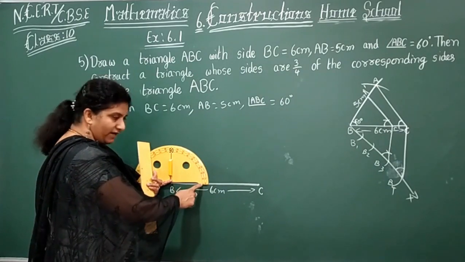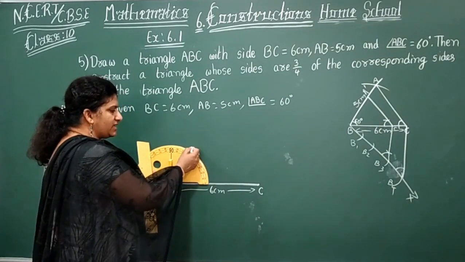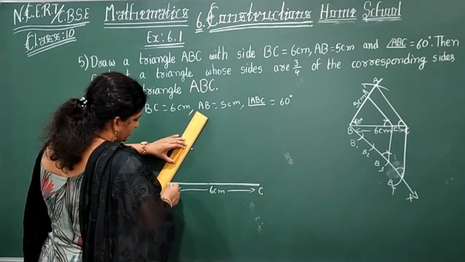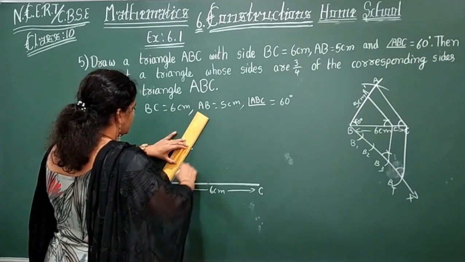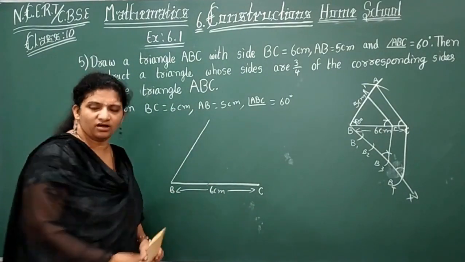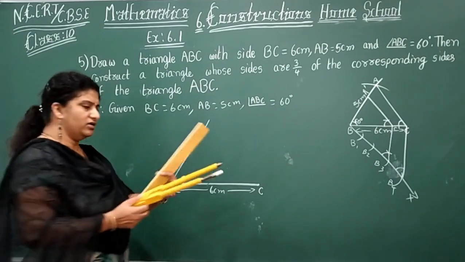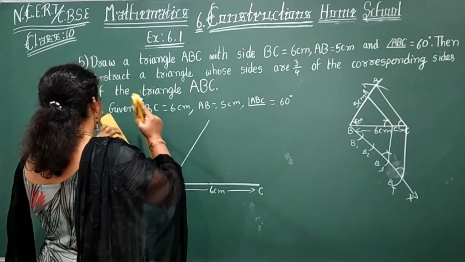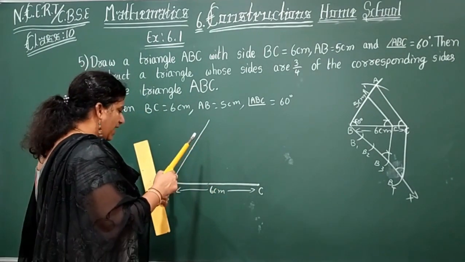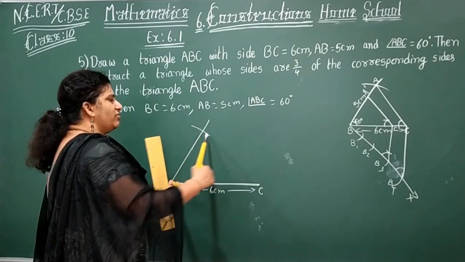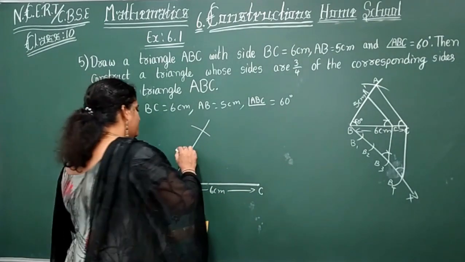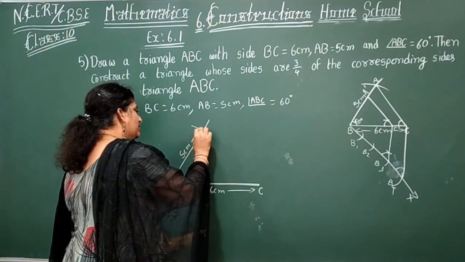From here, I have to start saying 0. Here, this is 60. So, I mark a point here, and then I try to join these. Now, what is this measurement here? 5 centimeter. So take a scale, measure 5 centimeter. From B as a center, 5 centimeters, cut the line with an arc. So now this will be 5 centimeters.